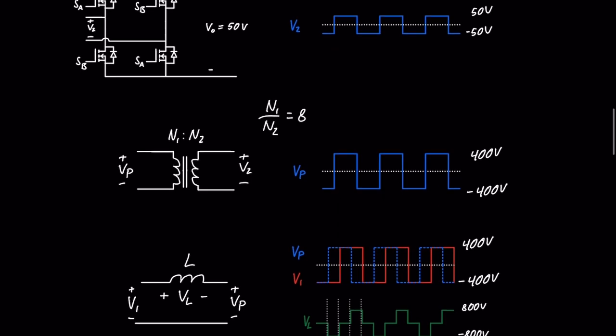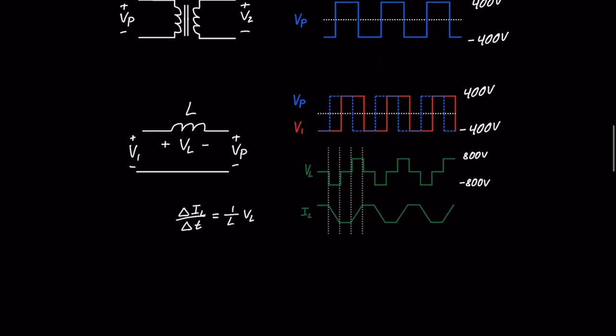Now we have the transformer, which just scales the voltage. So you can see that VP is equal to the turn ratio multiplied by V2. If you multiply 50 with 8, you will get this waveform, which is 400 to minus 400.